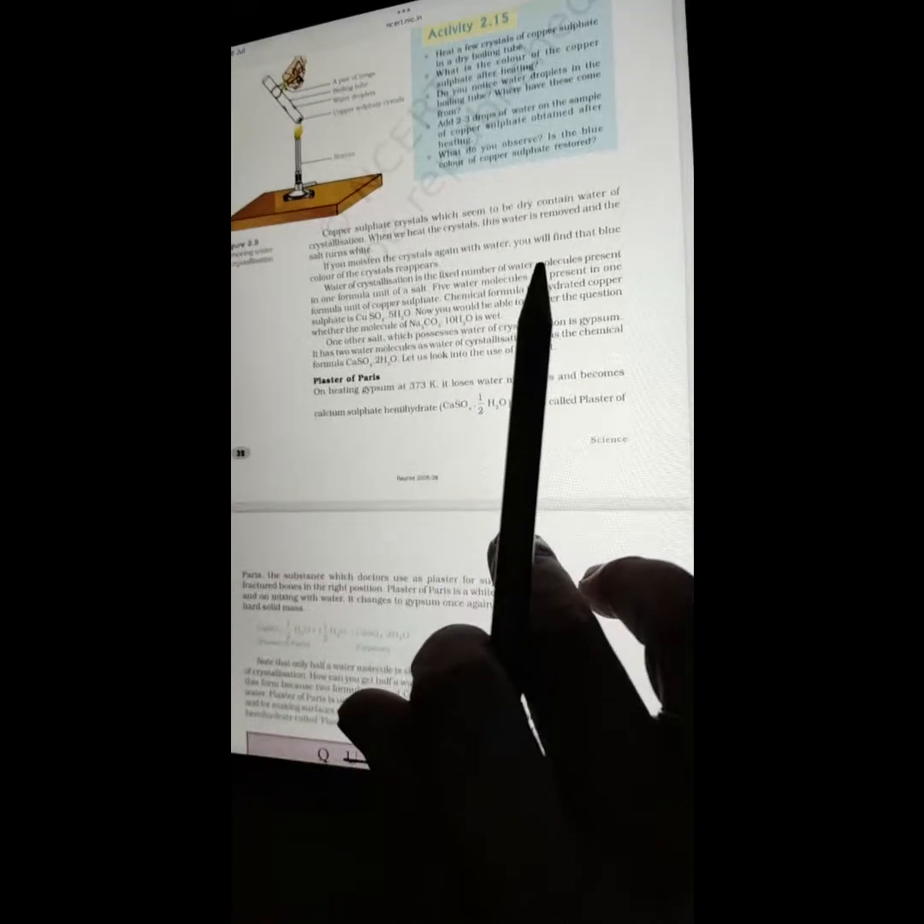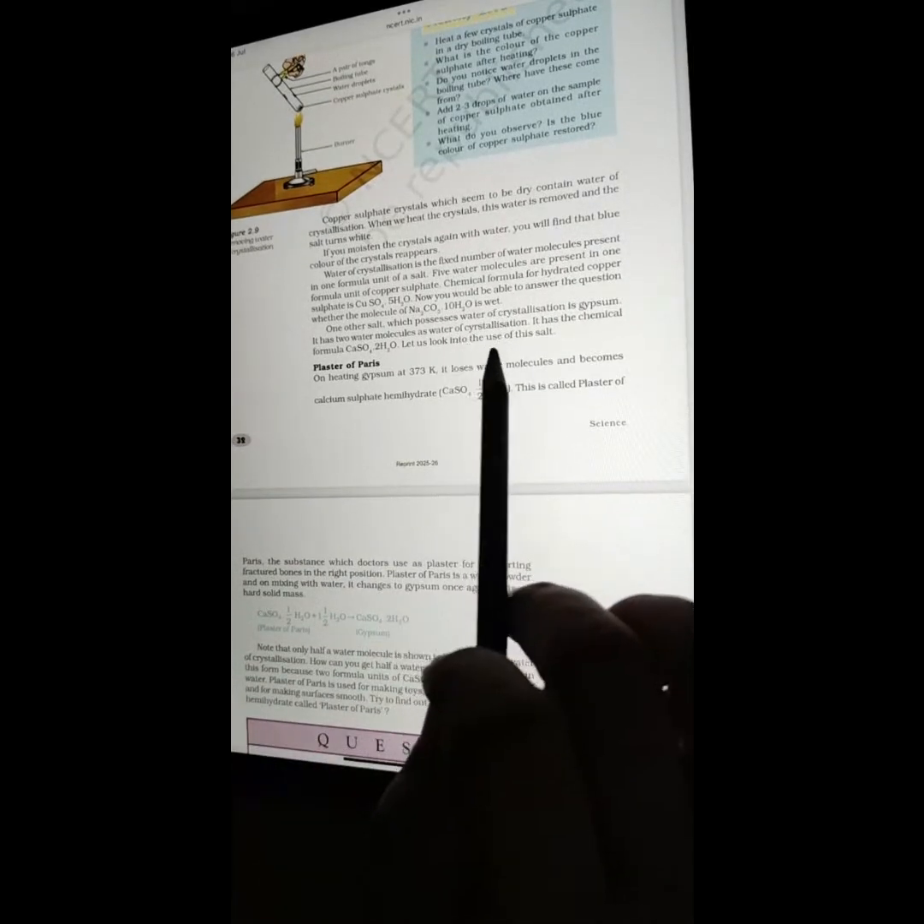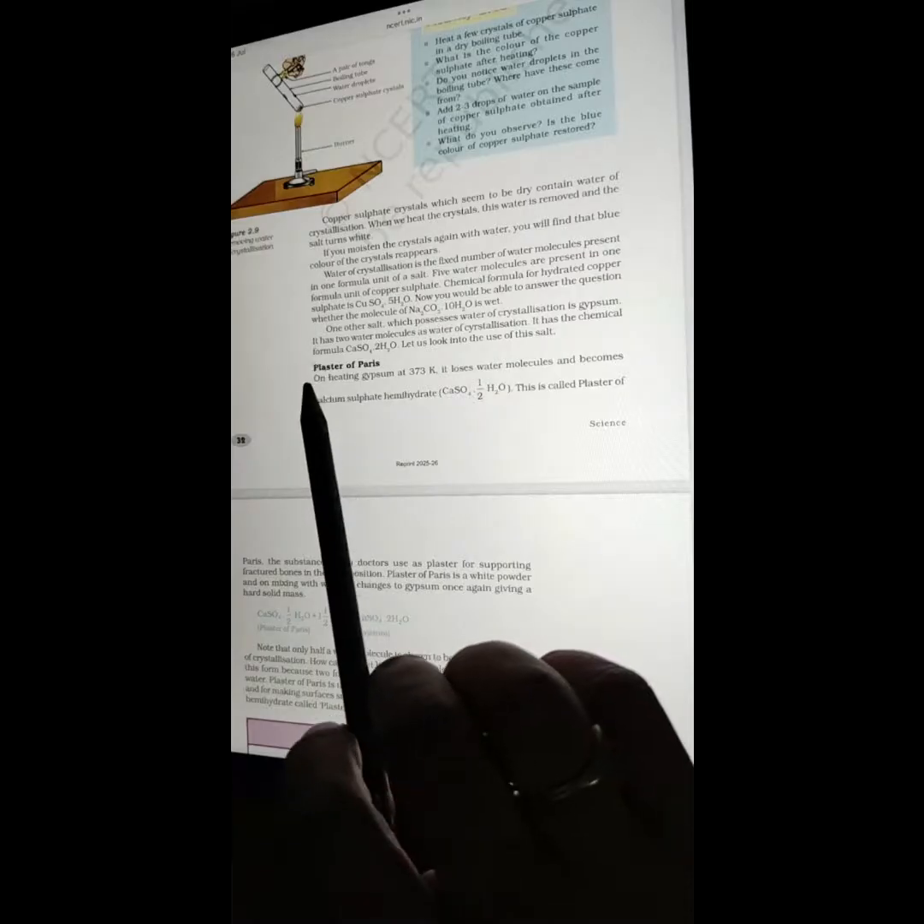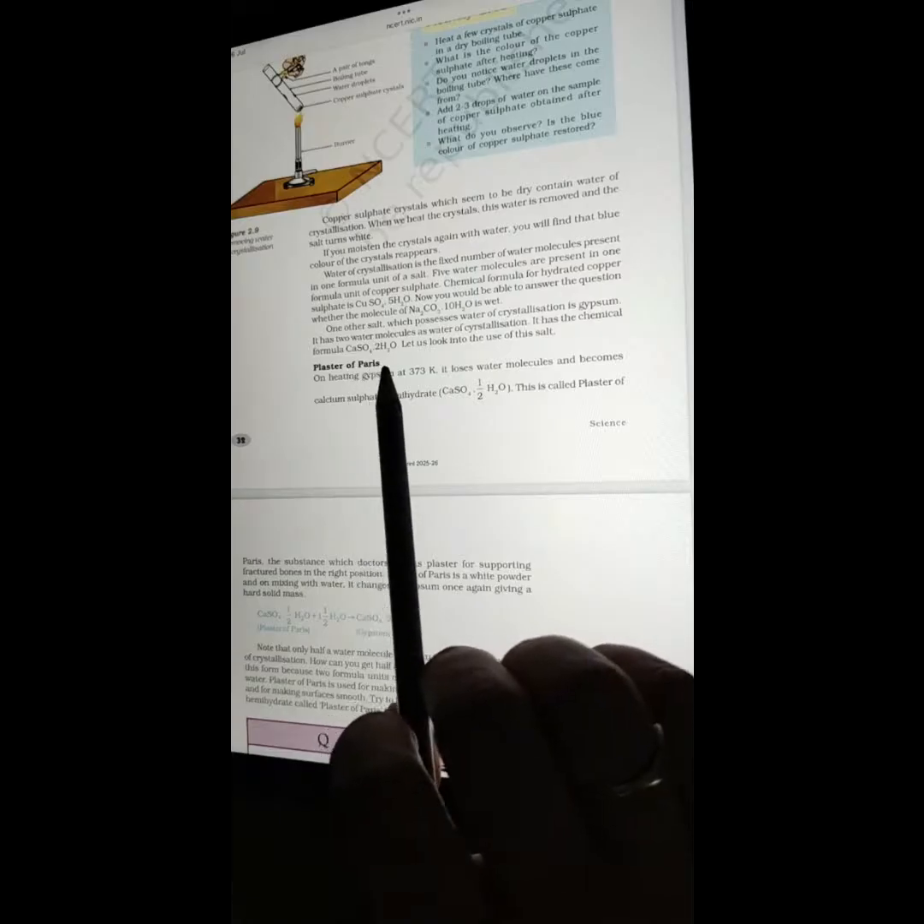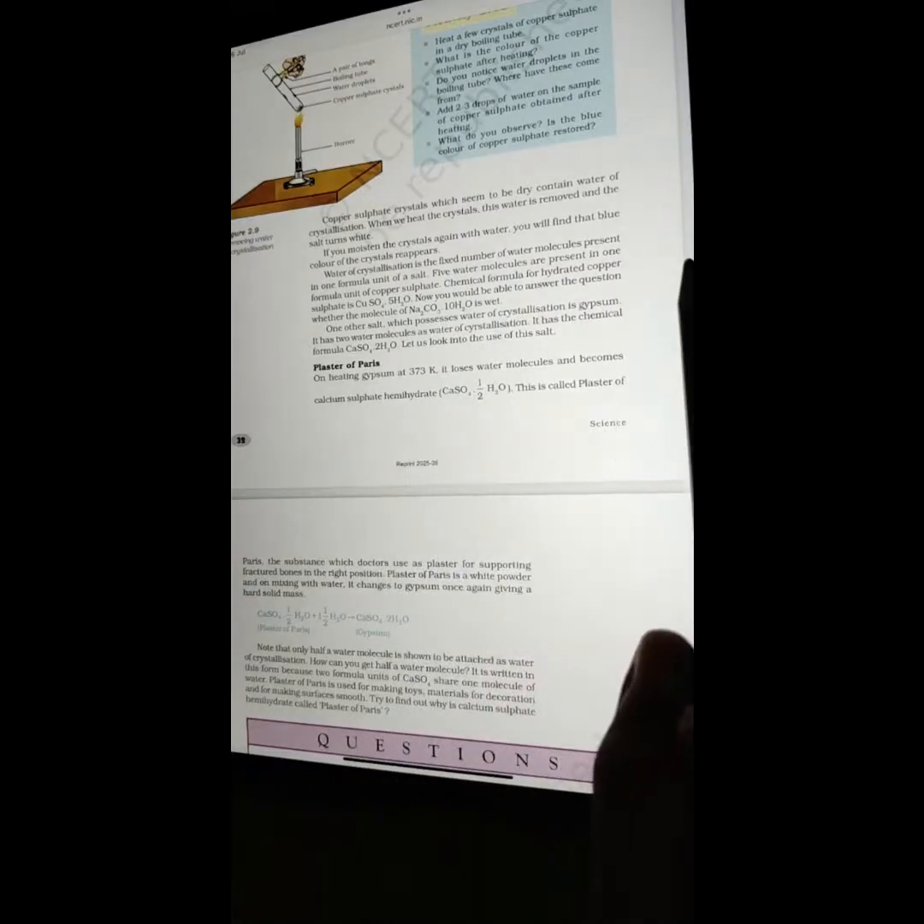One other salt which possesses water of crystallization is gypsum. It has two water molecules as water of crystallization. It has the chemical formula CaSO4.2H2O. Let us look into the use of this salt.